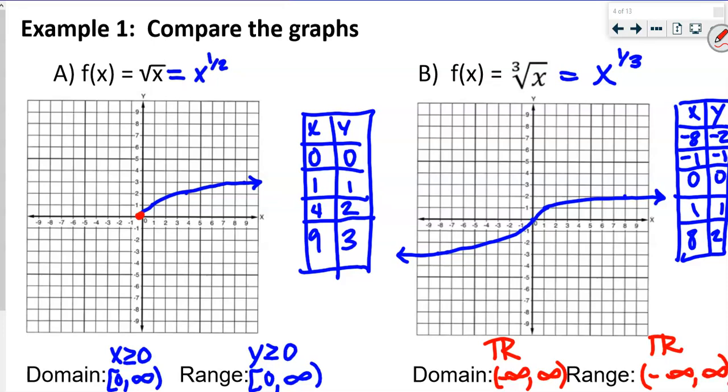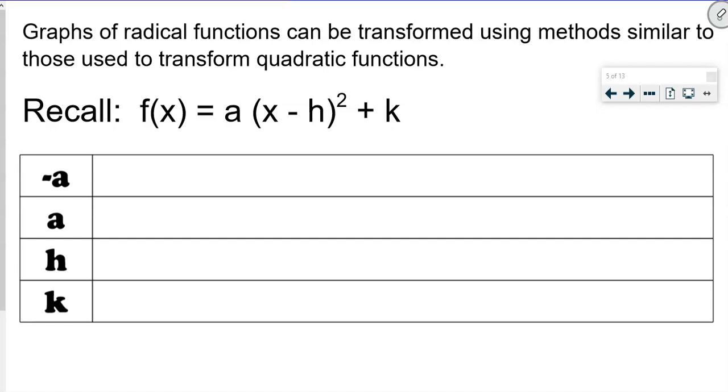That's our range. So now when we talk about graphs of radical functions, they can be transformed using methods similar to those that transform quadratic functions. So if you remember, this is a quadratic function here, and we had an a and an h and a k, and they represent a variety of things. So when we have a -a, that is a reflection over the x-axis. So that's what we're going to write here, reflection over the x-axis. So if a is negative, it's going to be a reflection over the x-axis, okay?